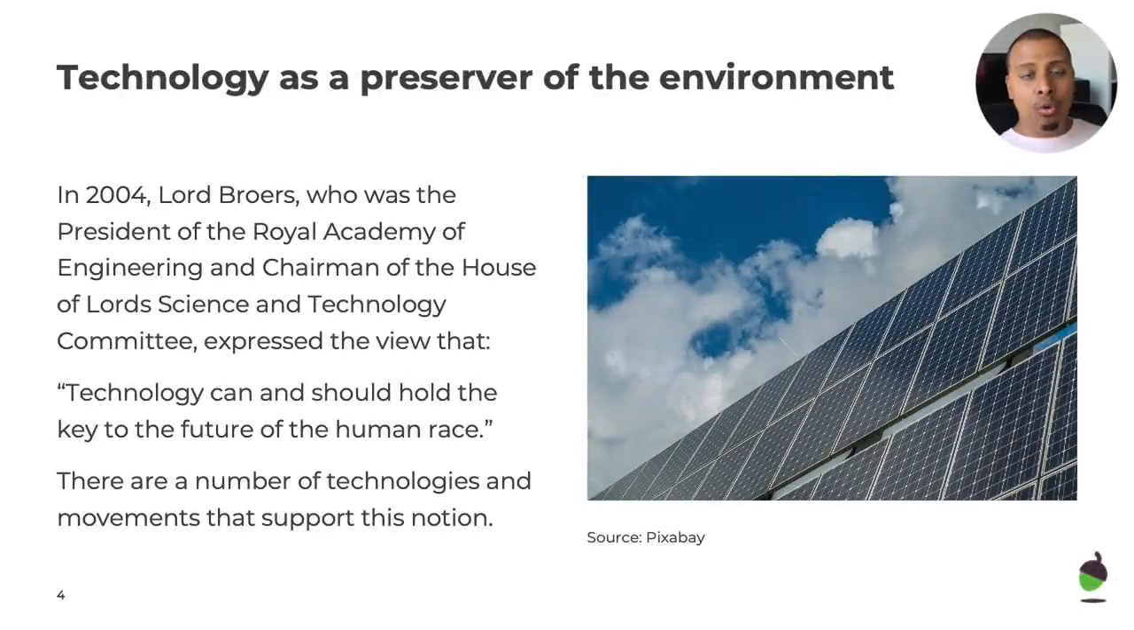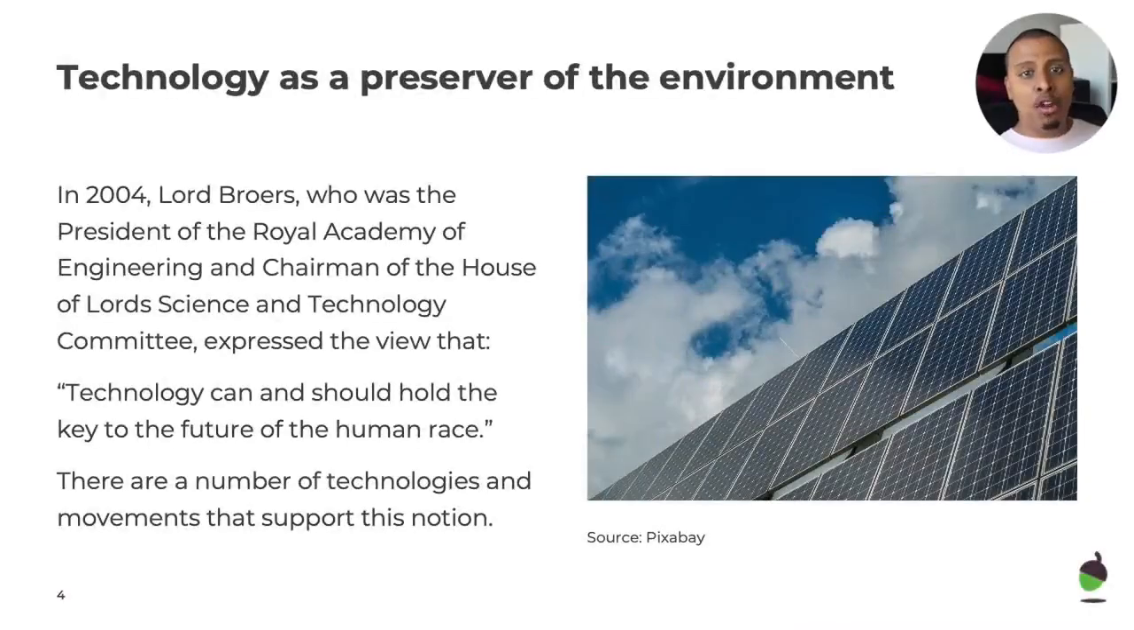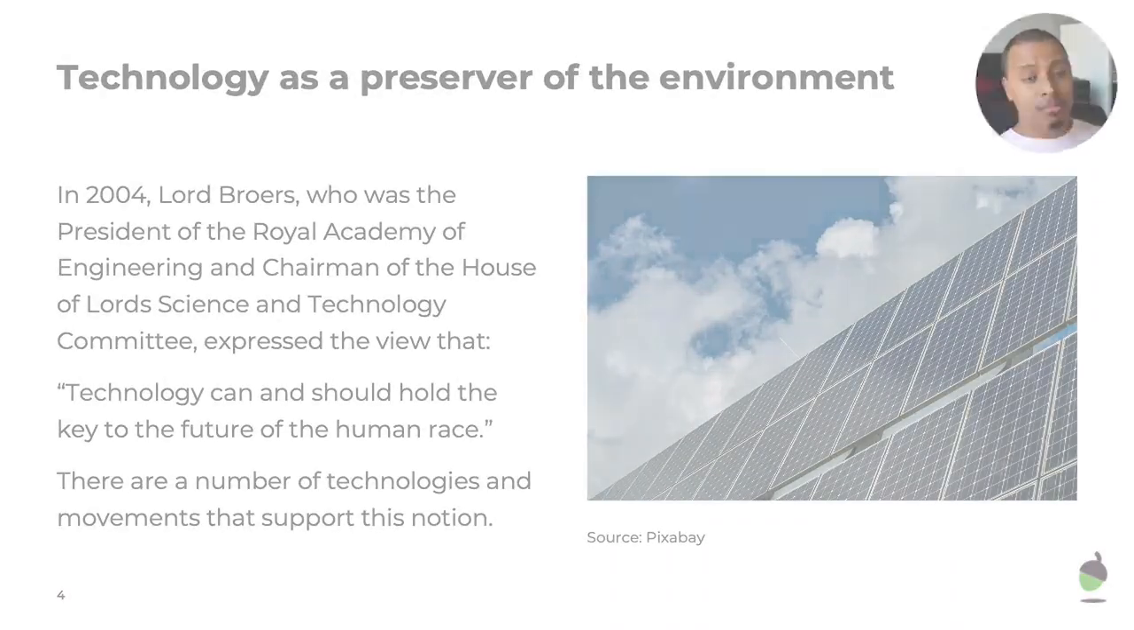In 2004, Lord Broughers, who was the president of the Royal Academy of Engineering and the chairman of the House of Lords Science and Technology Committee, expressed a view that technology can and should hold the key to the future of the human race. Lord Broughers did a series of lectures for the BBC on this subject, putting forward the idea that technology could save the planet. There are a number of technologies and movements that support this notion.